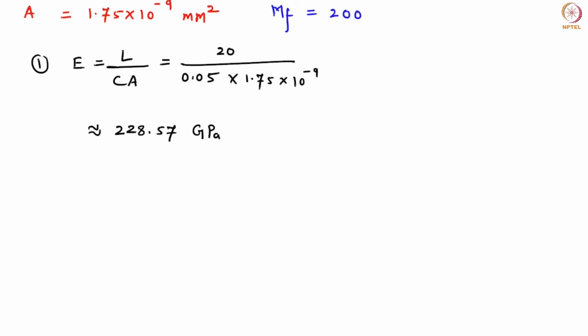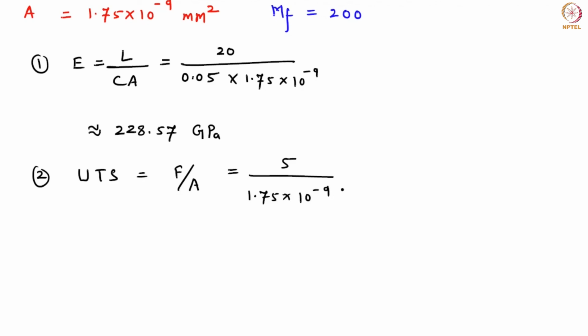The second part is the calculation of ultimate tensile strength, which is actually the easy one. All you need is the failure load, which is already given to us, divided by area. Failure load is 5 Newton divided by again 1.75 into 10 power minus 9 square millimeter. The value that you will get from here will be 2.86 into 10 power 9 Pascal, or 2.86 gigapascal.